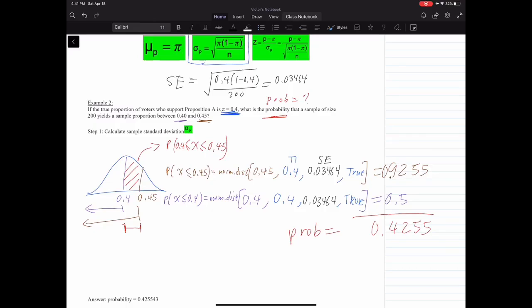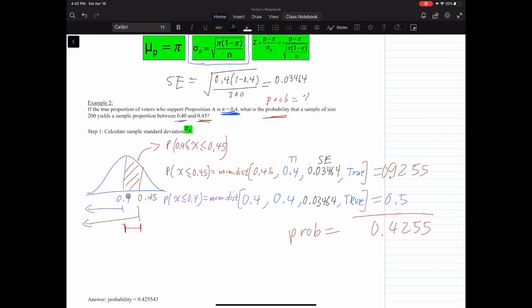Example 2: if the true proportion of voters who supported proposition A is pi equals 0.4, what is the probability that a sample size of 200 will yield a sample proportion between 0.4 and 0.45? Our first step is drawing the diagram. We have a bell shape here, our normal distribution, and the population proportion, which is 0.4. That's your mean.